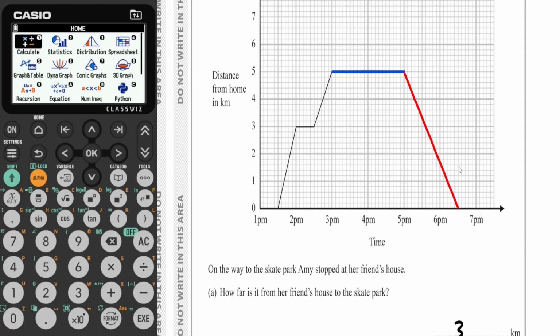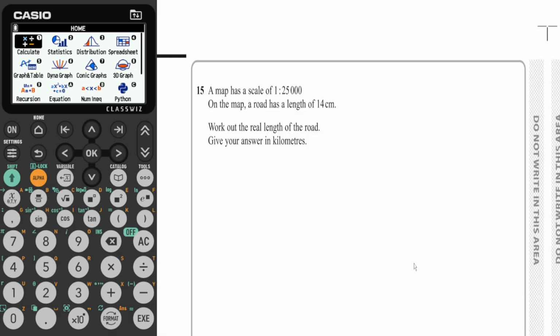That's the final part of the journey. Question number 15. A map has a scale of 1 to 25,000. On a map, a road has a length of 14 centimeters. We have to work out the real length of the road. Give your answer in kilometers.